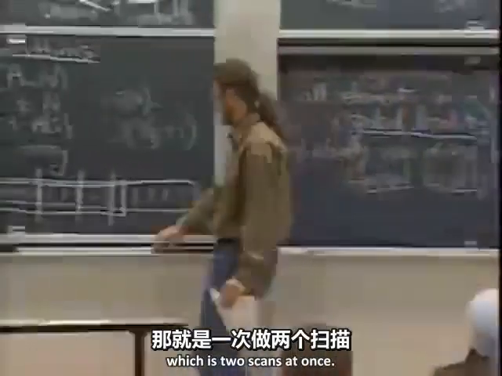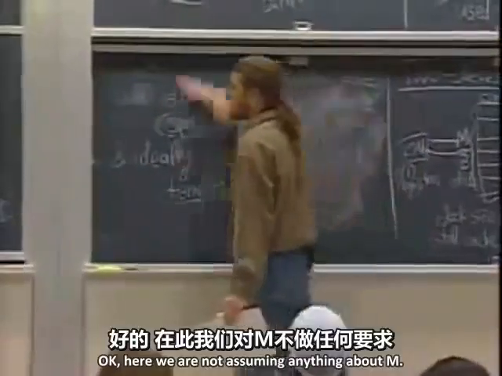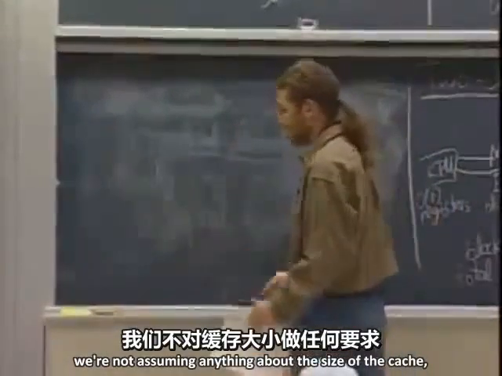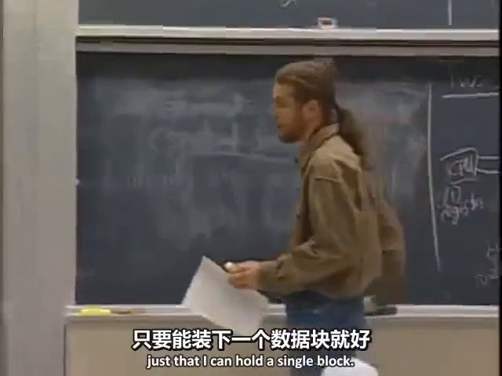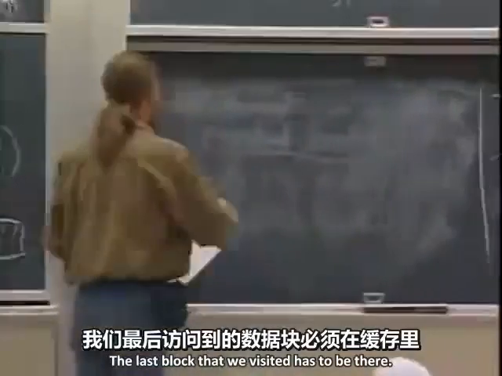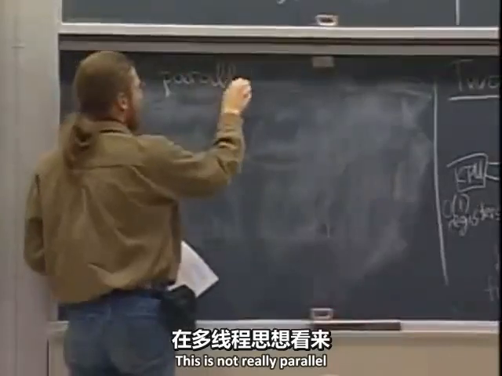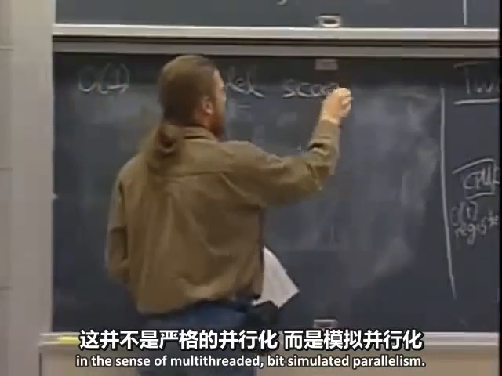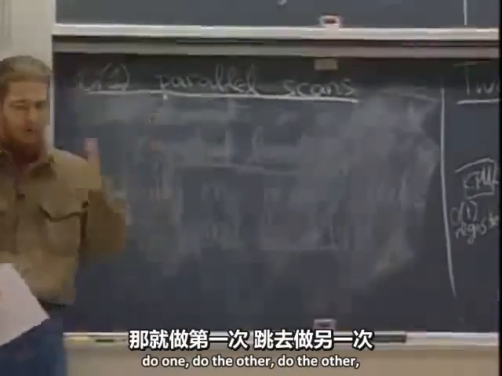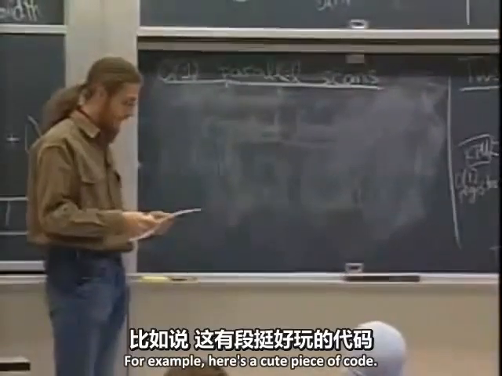Which is 2 scans at once. Okay, here we're not assuming anything about M. We're not assuming anything about the size of the cache. Just that it can hold a single block. We just need that the last block that we visited has to be there. You can also do a constant number of parallel scans. This is not really parallel in the sense of multi-threaded, but simulated parallelism. I mean, if you have a constant number, I do one, do the other, come back, come back, come back. Visit them in turn, round robin, whatever.